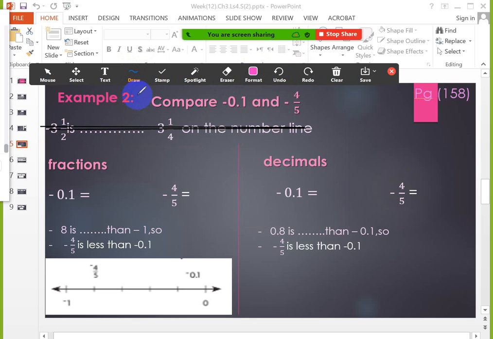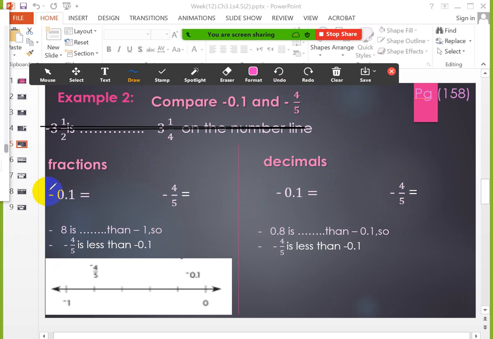Girls, I want to compare between a decimal number and the fraction. What I have to do here, you know that when I want to compare between two numbers, both numbers must be in the same form. So both numbers must be decimals, or both numbers must be fractions. So I have to move to the fractions or to the decimals. So I will do it in both ways.